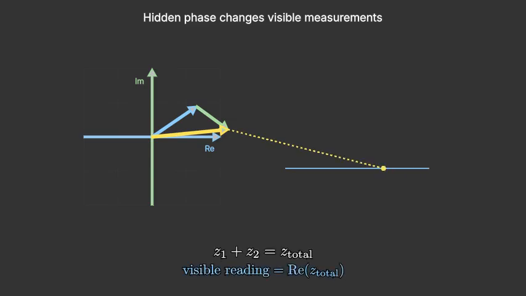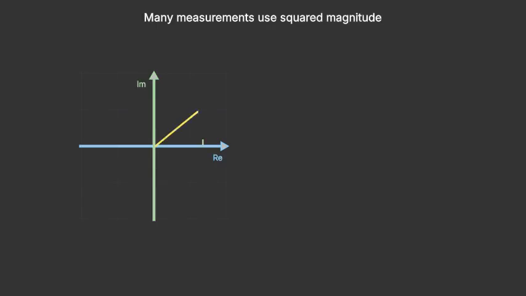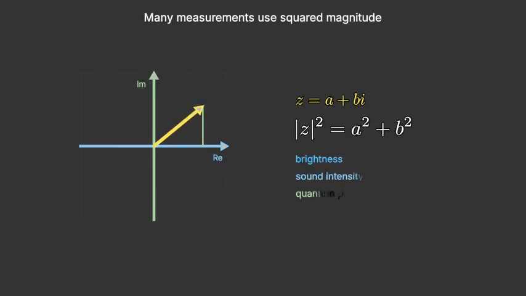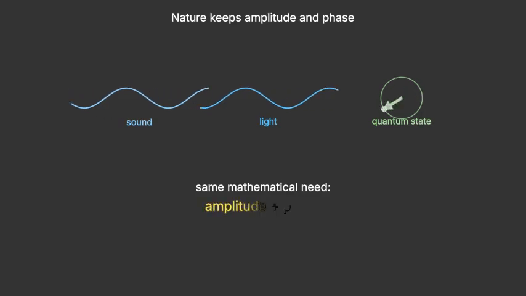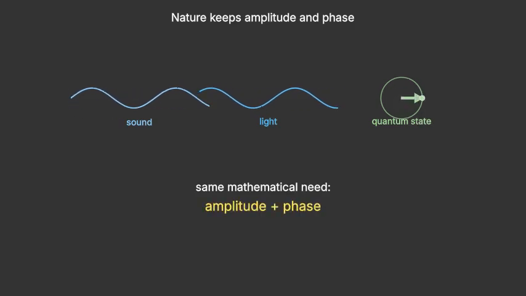The imaginary direction may be hidden from direct view, but its consequences are measurable. Often nature measures squared magnitude: brightness, sound intensity, or quantum probability. For z = a + bi, that is a² + b². Sound, light, and quantum states all need the same mathematical memory: amplitude plus phase.